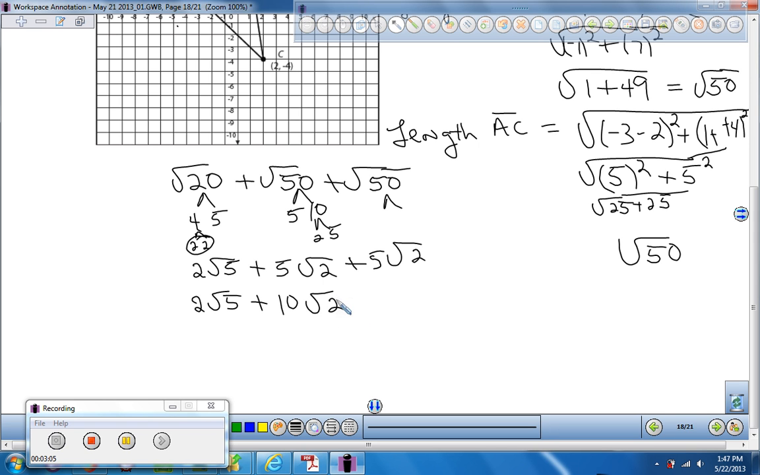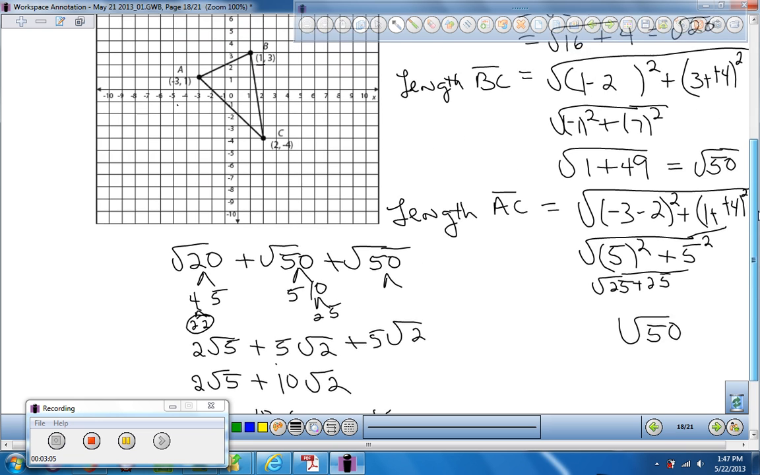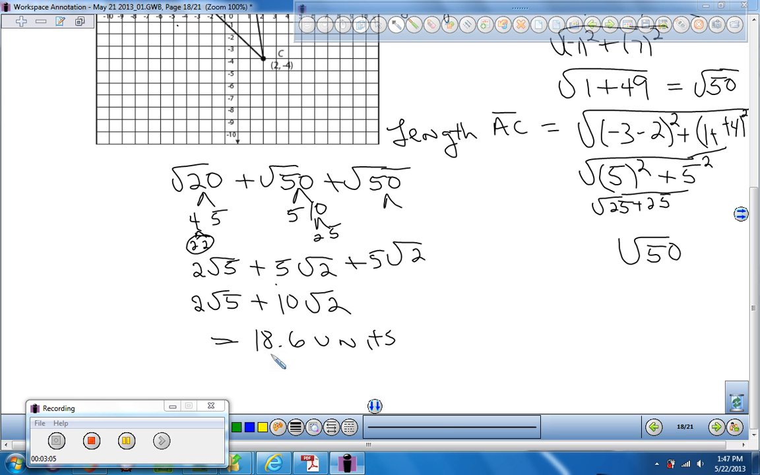Now, go ahead and punch the numbers in your calculator, and you should end up with 18.6 units. We weren't told what it was, but that's the perimeter. That's the distance around the triangle. We walk the edges of the triangle. We should end up with 18.6. More importantly, we're using the distance formula to come up with the perimeter by coming up with the lengths of each side.